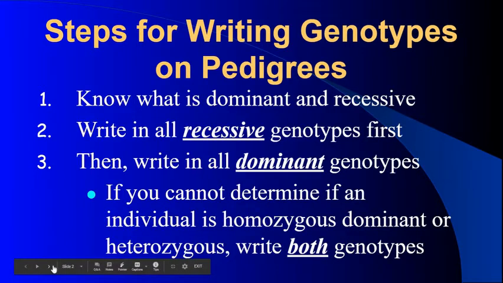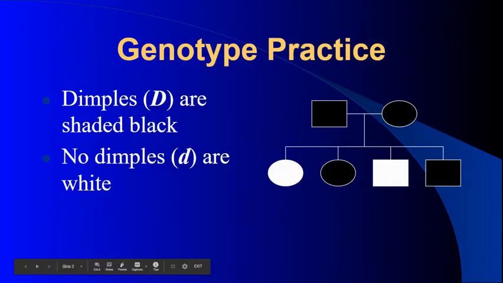Now, here's some example problems. For this pedigree, dimples are shaded black, and dimples are dominant because it's telling us to use a capital D. No dimples are the unshaded ones, and that is the recessive trait. So we now know what's dominant, what's recessive. So next we're going to do all the recessive genotypes first. And those are the unshaded symbols. So they would have to be little d, little d.